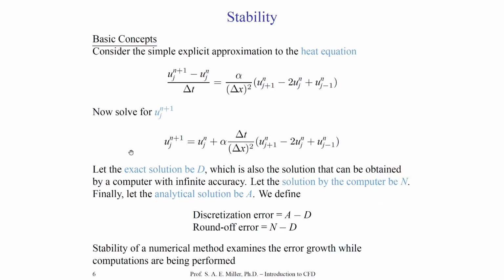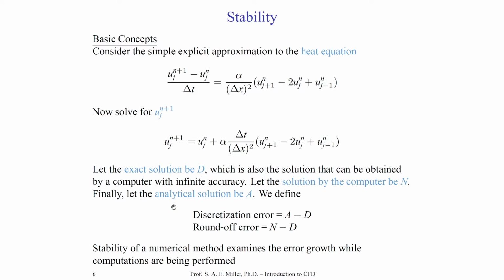First, we would examine the exact solution. Of course, the heat equation has an analytical solution, which we'll call A. This is the analytical or exact solution. And of course, it could also be obtained numerically if the computer had truly infinite accuracy and we were letting the delta t and delta x become extremely small. That is, in the limit. Now we would let the solution by the computer be N. That is the one that we would actually find with a computer with finite precision.